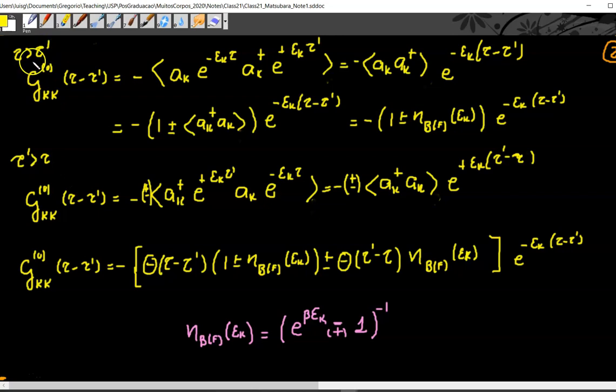So if I put everything together, the free propagator from tau prime to tau is going to be a minus sign. Here, if tau is larger than tau prime, I'll get this theta function of tau minus tau prime, and I get this result, 1 plus or minus n_B or n_F, depending on which particles you have. And here is the exponential of minus epsilon_k (tau minus tau prime), which is the same exponential here, in fact. And the other one will have this plus or minus sign because of the time ordering. Now theta of tau prime minus tau, times the boson or fermion distribution. So this is a closed form for the free propagator where I know all the energies if I diagonalize the Hamiltonian. So this should be pretty standard.